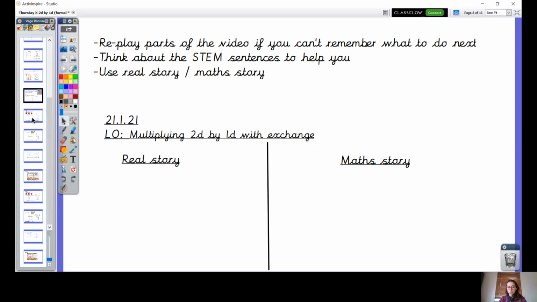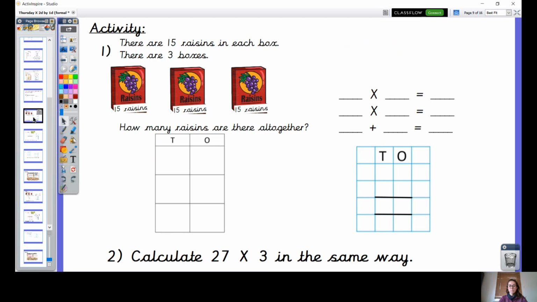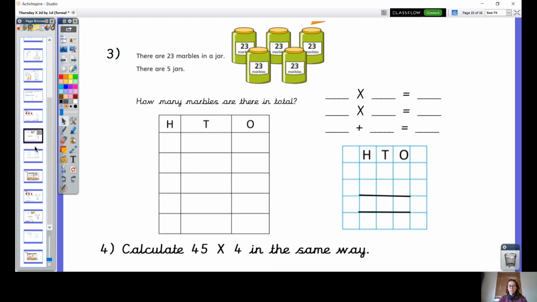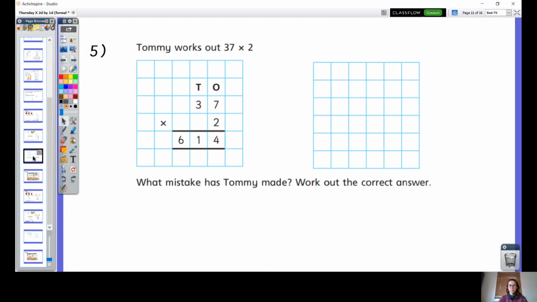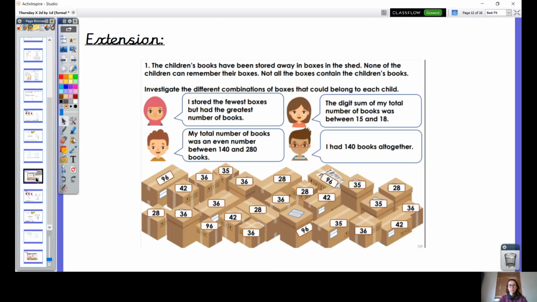Okay, let me show you the questions. So this is your activity. So pause the video on each slide and let's have a go. This is the extension for just those few children that are ready for that. And now we will do the answers. So get either your sharp pencil ready or your pen ready to mark. Here we go.